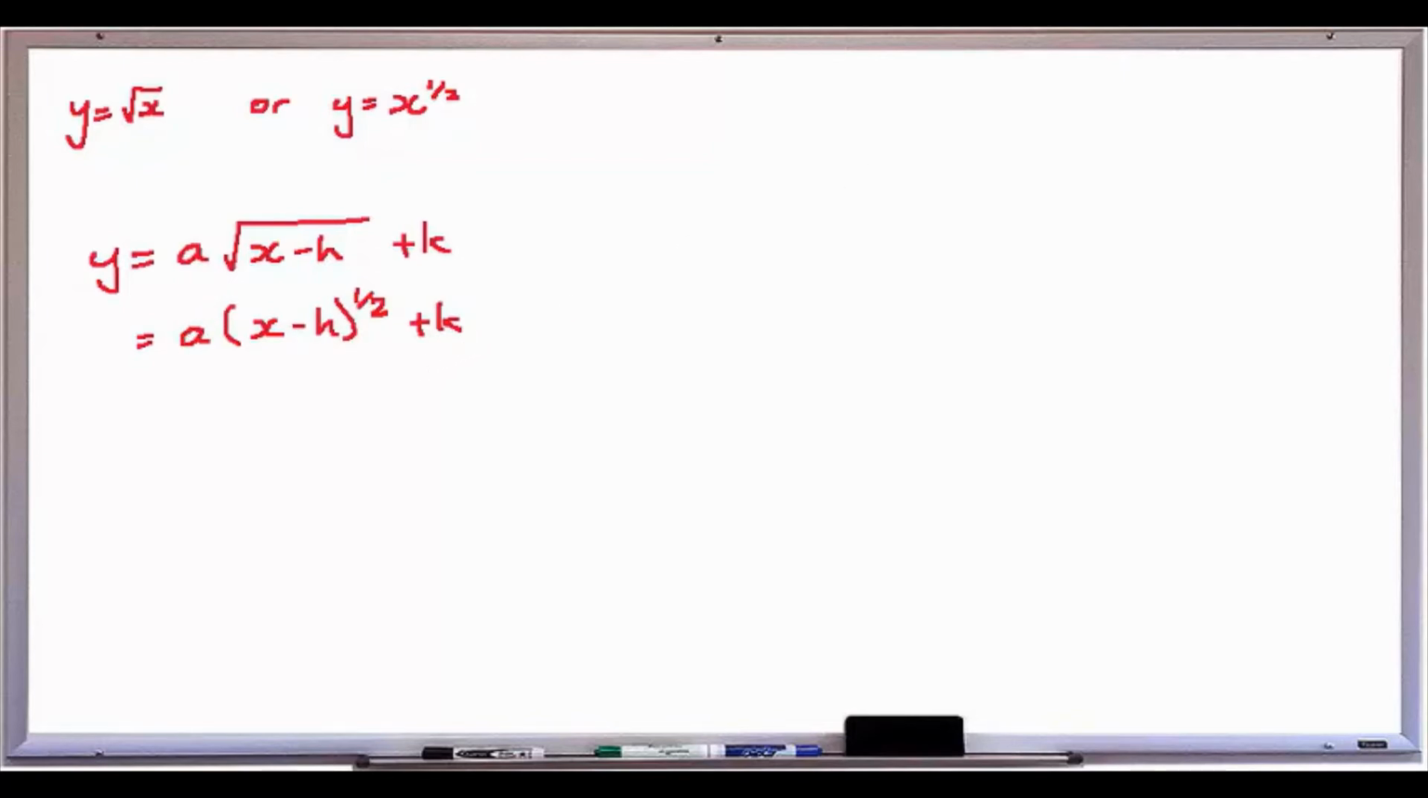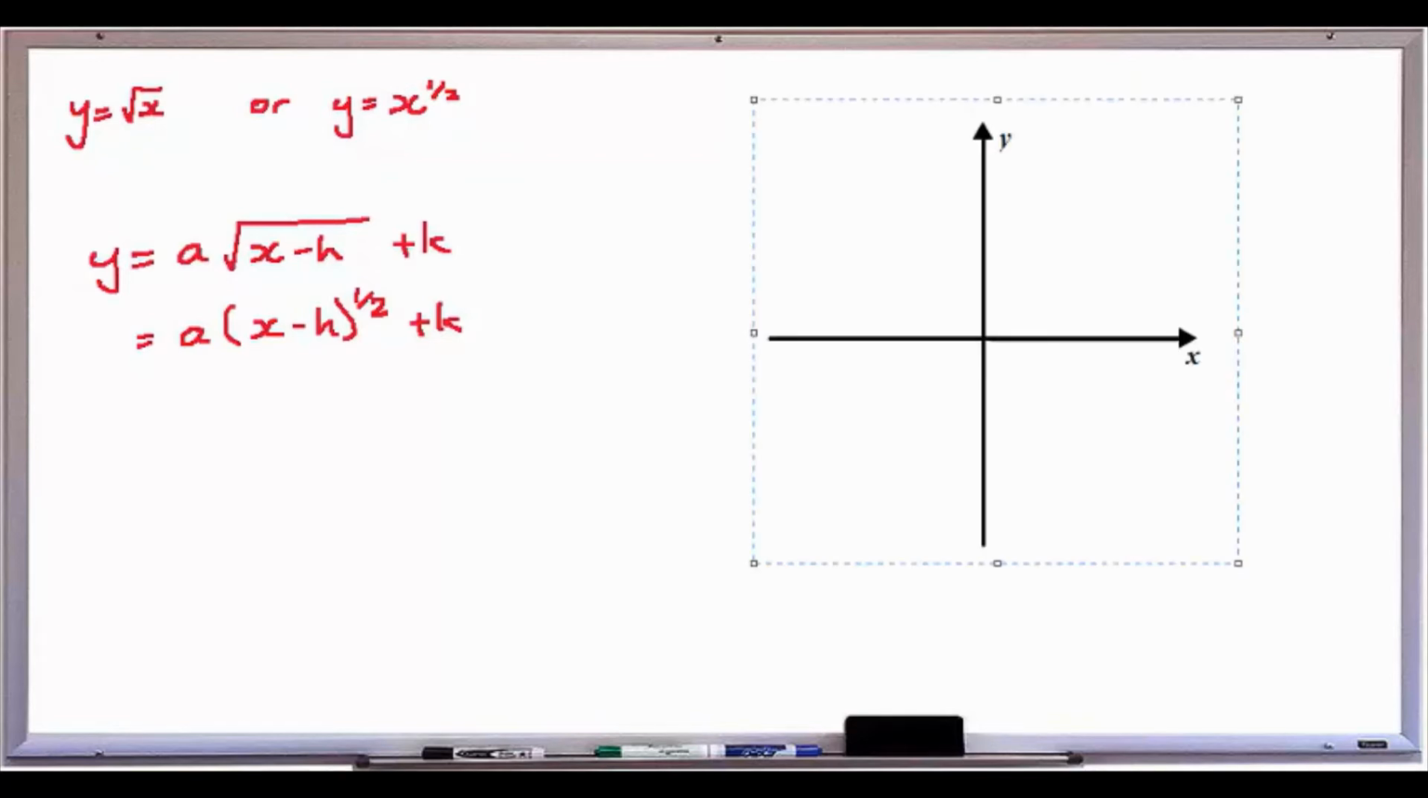Now, the shape of the square root graph looks a little bit like a parabola that's been turned on its side. And it's actually a parabola that's been reflected in the diagonal line y equals x. So let's have a look at what this would look like. The graph of y equals root x would look like that.